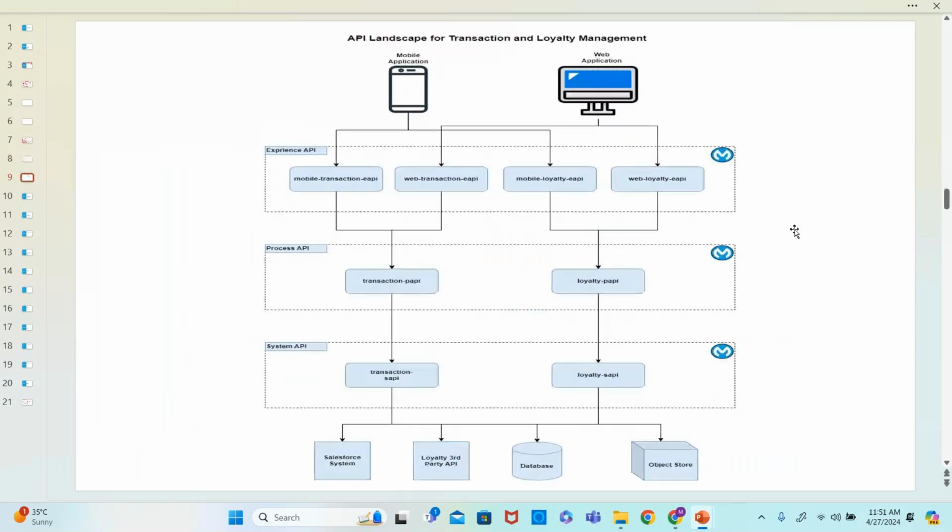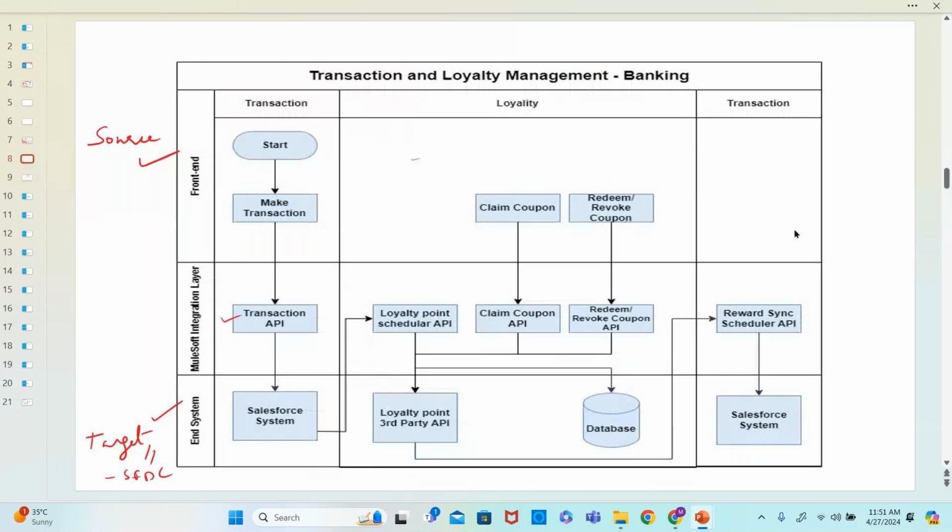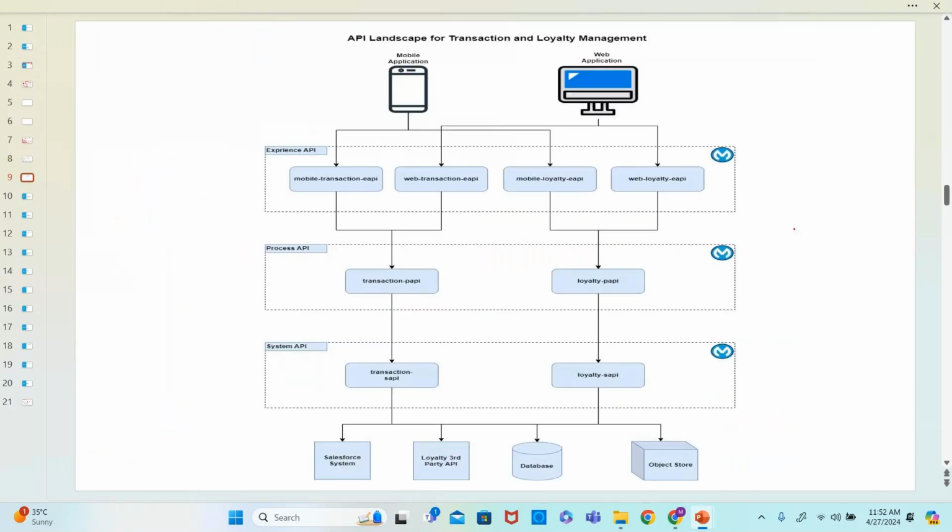Now, see here, the API landscape. I told you about the transaction API. For implementing the transaction API, the transaction can be initiated from maybe a web application, a mobile application, or some POS, point of sale system. I wanted to follow API-led architecture and divide this transaction API into experience API, process API, and system API.